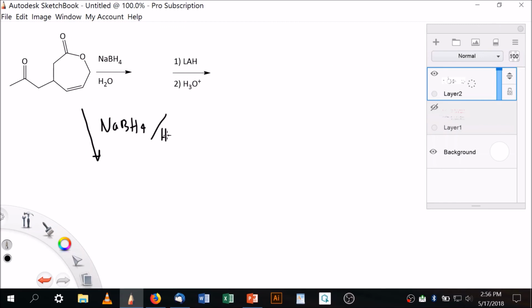This is in water. And what we know is that sodium borohydride will not react with a double bond. It will not react with an ester. Uh-oh, my pen's giving me trouble. But it will react with this guy here, right? So if that's the case, I'm going to draw this out. That's what, a 7-membered ring? And a double bond here.